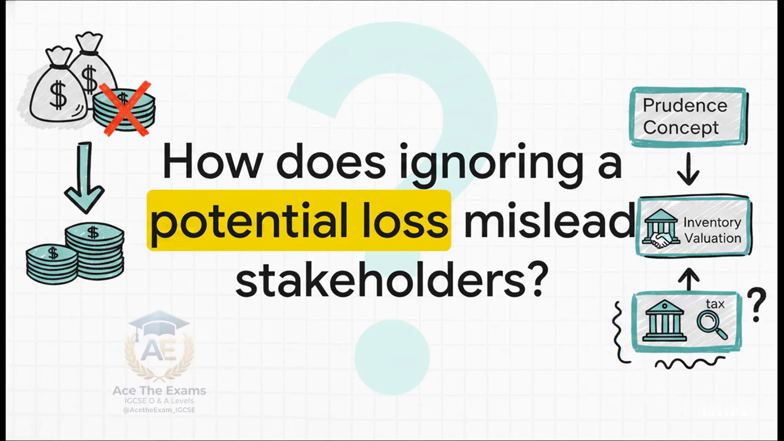How exactly does ignoring a drop in net realizable value violate the prudence concept? And more importantly, how does this sequentially mislead vital stakeholders, like banks and tax authorities, who rely on your numbers for loans and compliance? Map out that exact chain reaction in your notes, step by step, because mastering that level of deep investigative evaluation, that is exactly what transforms a good student into an A-star accountant.